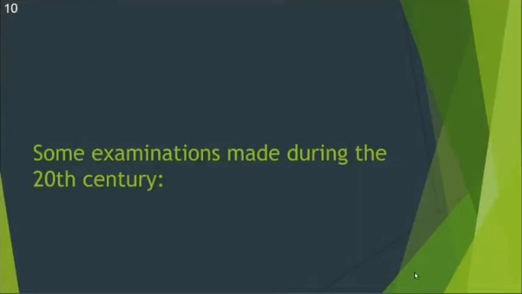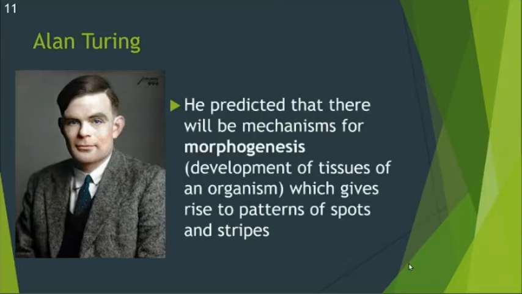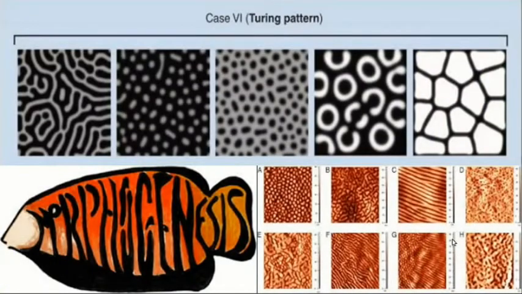In 20th century, so last century, si Alan Turing, so he predicted that there will be a mechanism for morphogenesis, or ito yung development of tissues ng organisms, which gives rise to patterns and spots and stripes. Example are those what we call the Turing pattern. So yung mga cell tissues ng iba't ibang organisms. So meron tayong iba't ibang patterns na pakagaya ng mga spots and stripes sa iba't ibang hayop.